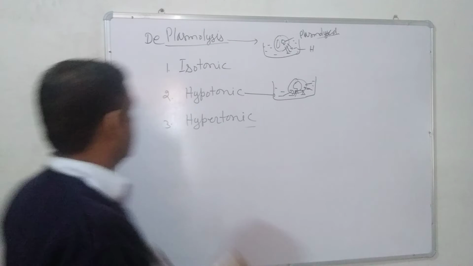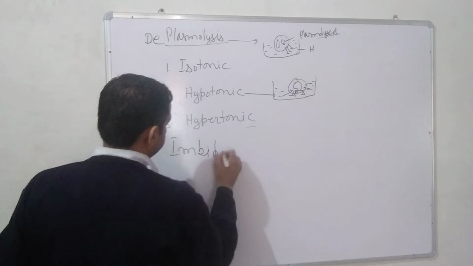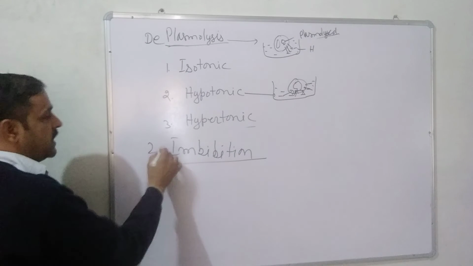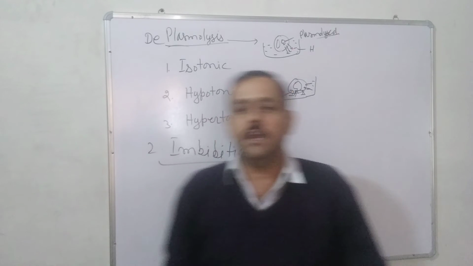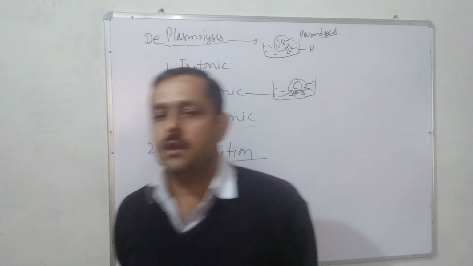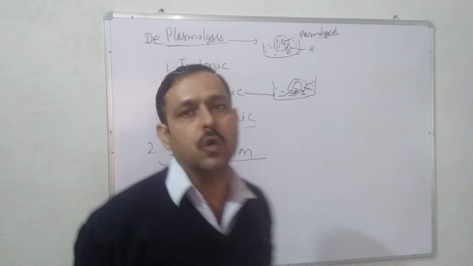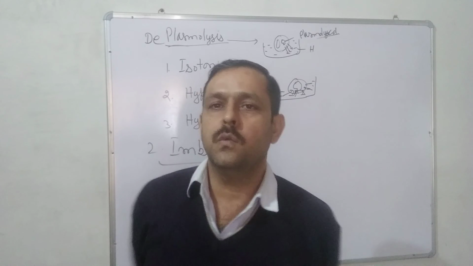Now our next topic is imbibition. First plasmolysis, second imbibition. Today's topic: a special type of diffusion. A special type of diffusion when water is absorbed by solids or colloids causing an enormous increase in volume is called imbibition.